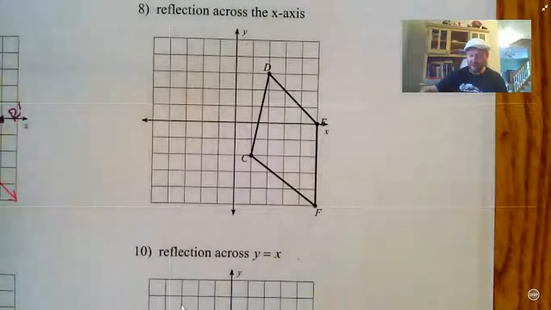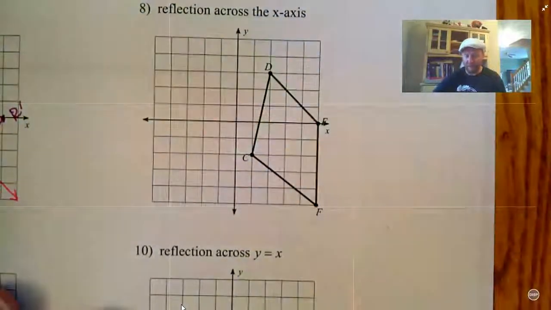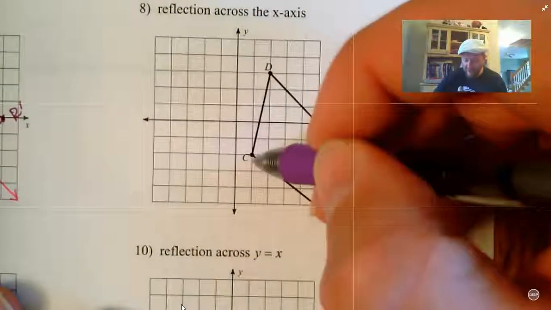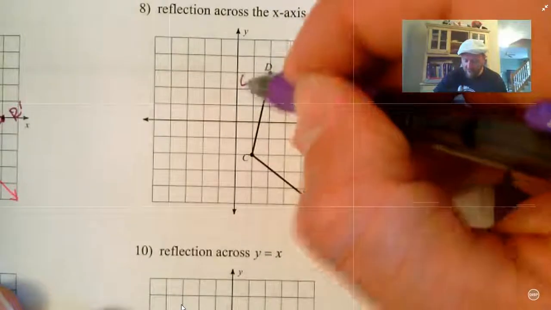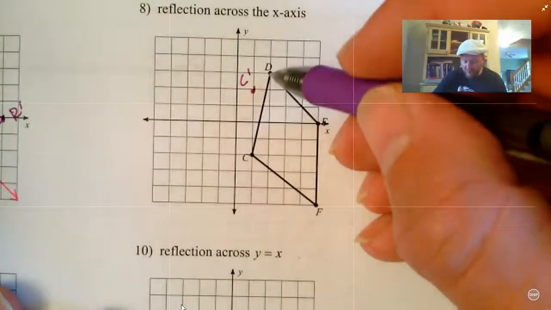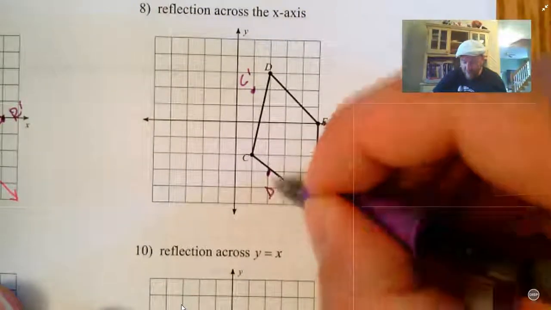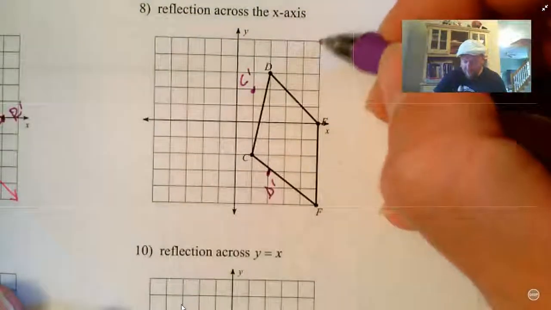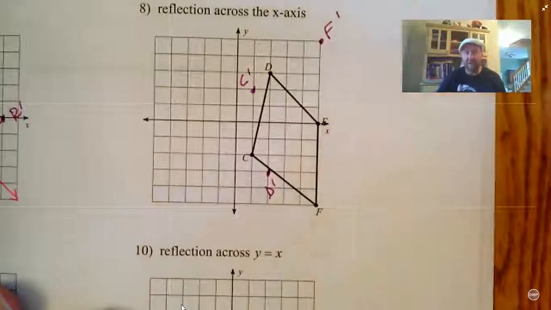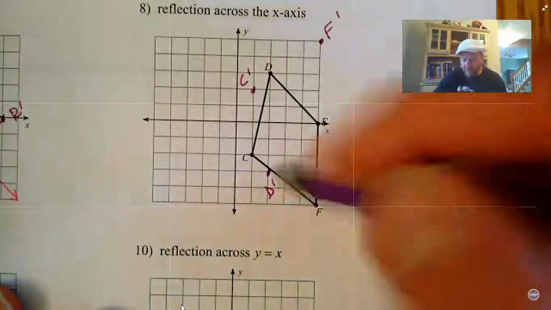Alright, x-axis this time. So let's see. X-axis is right here. C is 2 spaces away, so C prime 2 spaces in the other direction. D is 3 spaces, so 3 spaces on the other side for D prime. F is 5 spaces, so 5 spaces on the other side for F prime. And E is right there on the diagonal.